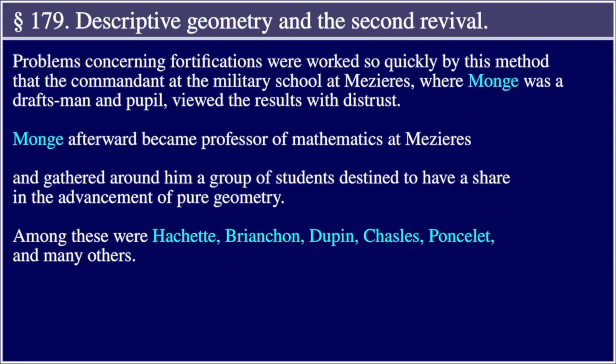Problems concerning fortifications were worked out so quickly by this method that the commandant at the military school at Mézières, where Monge was draftsman and pupil, viewed the results with distrust. Monge afterward became professor of mathematics at Mézières and gathered around him a group of students destined to share in the advancement of pure geometry. Among these were Hachette, Briançon, Dupont, Chauselet, Poncelet, and others.